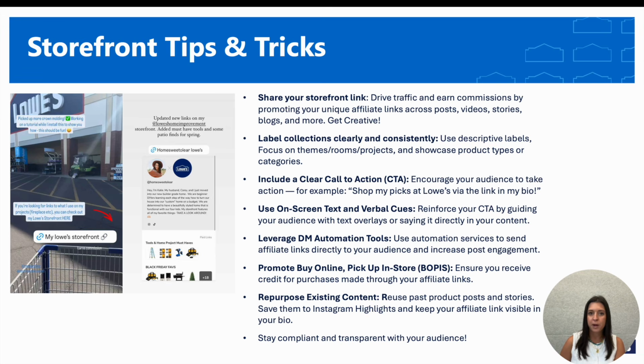Promote buy online and pick up in store. Ensure you're receiving credit for purchases made through your affiliate links by sharing with your audience that you can still purchase things online and pick them up at their local Lowe's. Repurpose existing content. Reuse your past content and use your affiliate links again and again. Save them to your Instagram highlights and keep your affiliate link visible in your bio. You never know who might be coming back and just finding your content for the first time. Stay compliant and transparent with your audience. Tell them exactly what went right and what went wrong. Reshare your links time and time again.